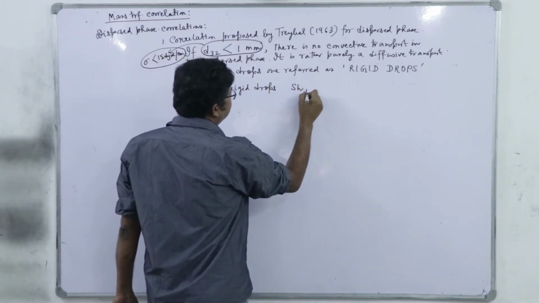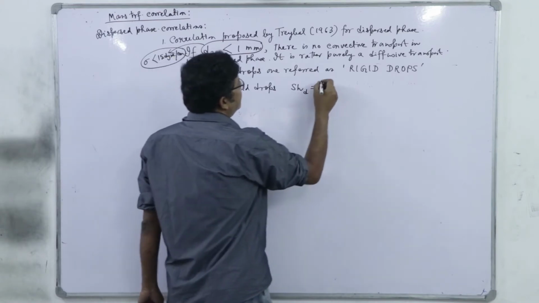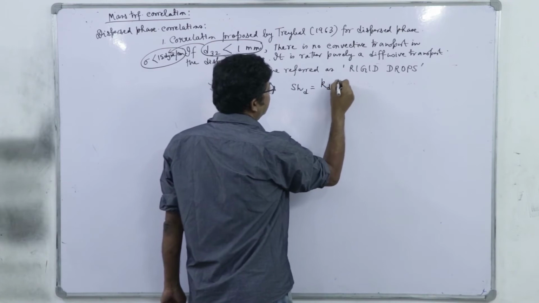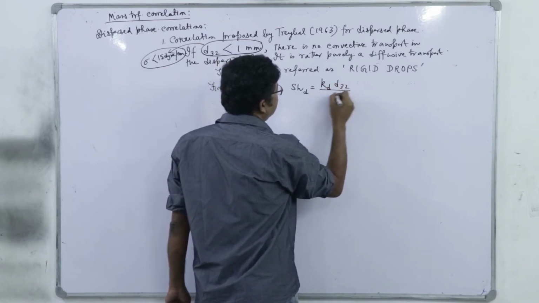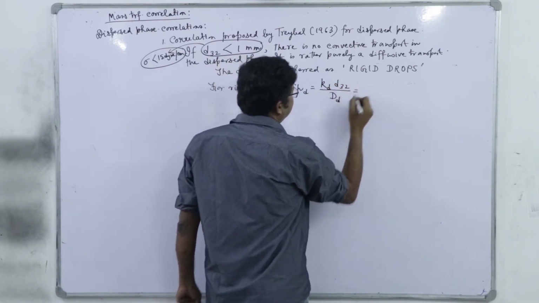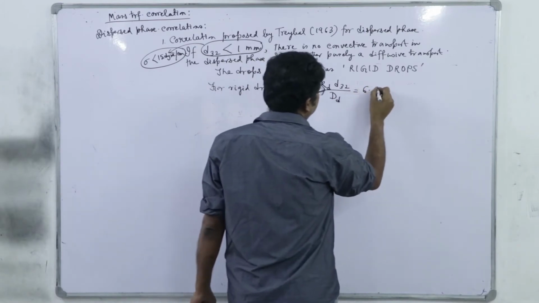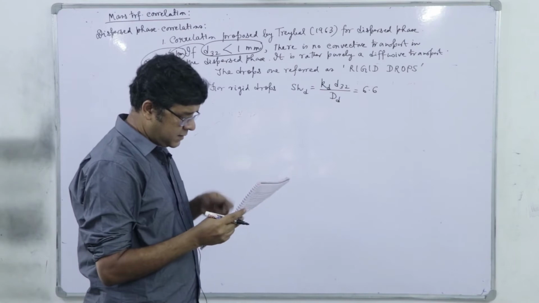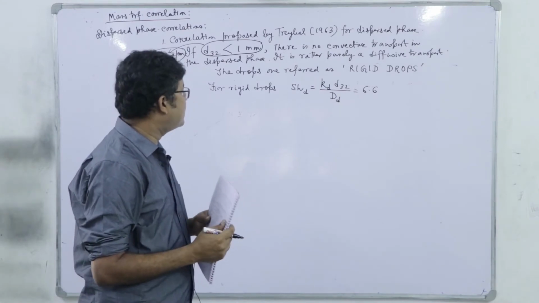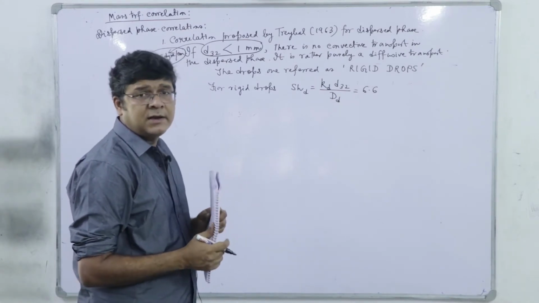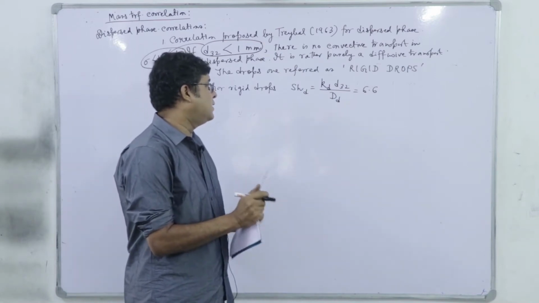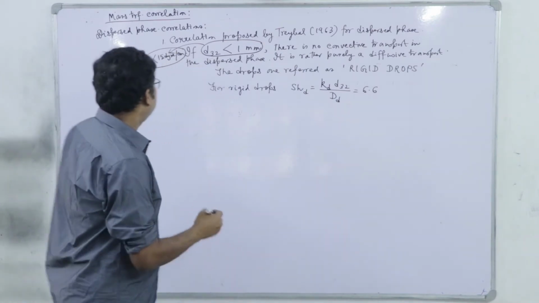The Sherwood number for the dispersed phase, Kd into d32 divided by D_d, is equal to 6.6 only, where Kd is the mass transfer coefficient of the dispersed phase, d32 is the Sauter mean diameter, and capital D is the diffusivity of the solute in the dispersed phase.